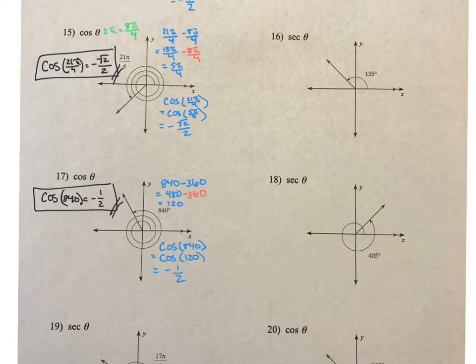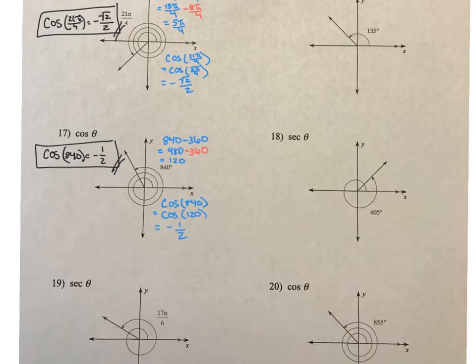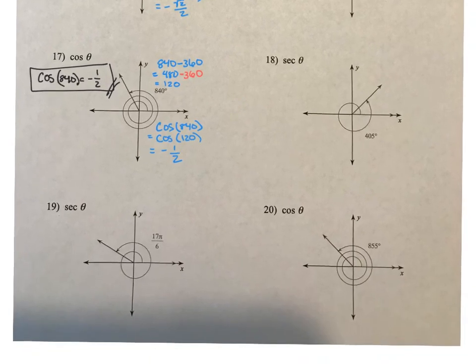Let's try one more. Let's do problem number 19. Now we come to problem 19, and I look at this and I go, secant, that's not on my unit circle. That's okay. We can change all of our ratios of sine, cosine, tangent, cosecant, secant, and cotangent into something with a sine or cosine. So that's exactly what we're going to do.